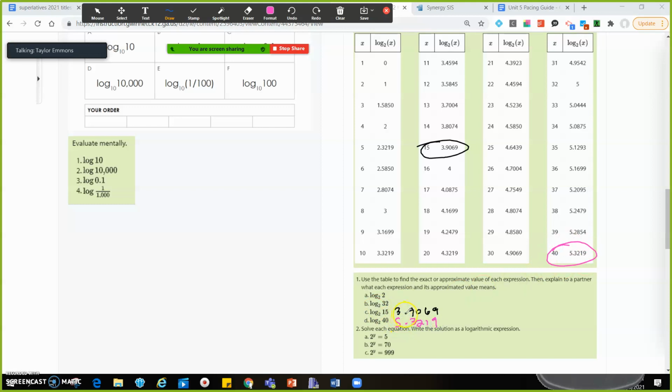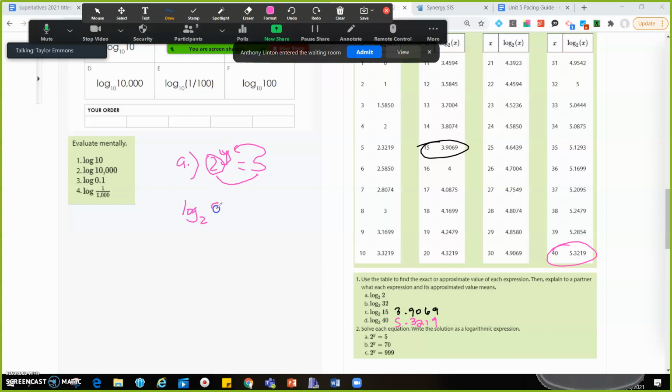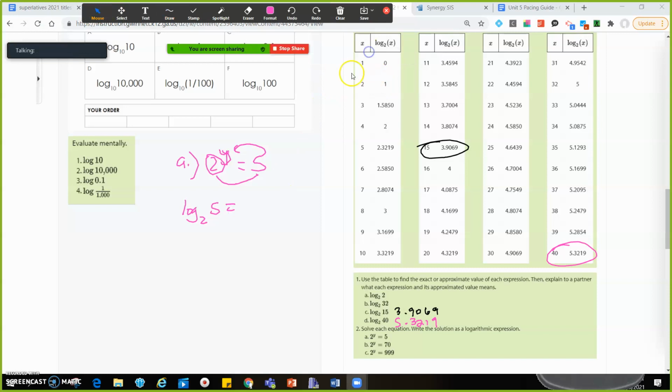Now it says solve each equation, write the solution as a logarithmic expression. So let's start with A. It says 2 to the Y, ooh, that's a weird Y, equals 5. So remember, we're going to write it as a logarithmic expression. We're always going to start with our base, go to the outside, and finish at our exponent. So log of base 2 of 5 equals Y.